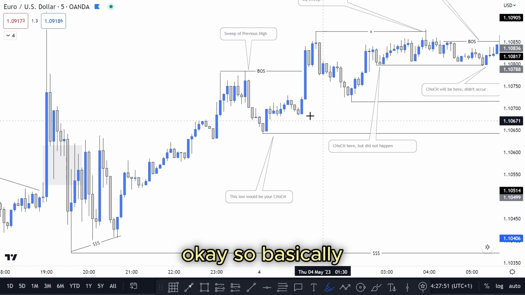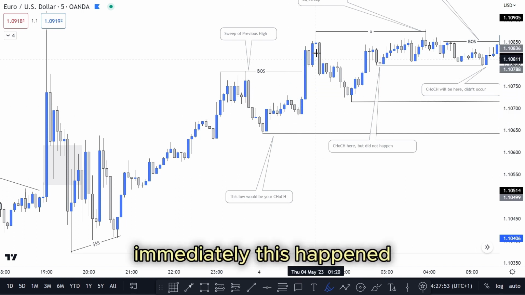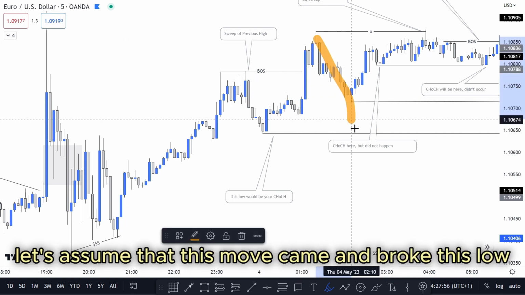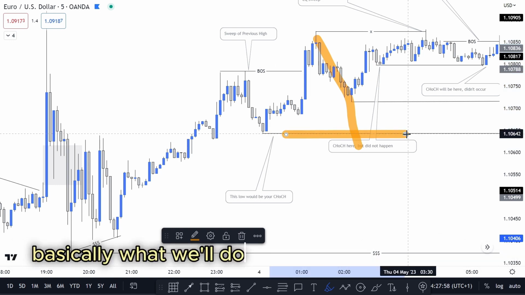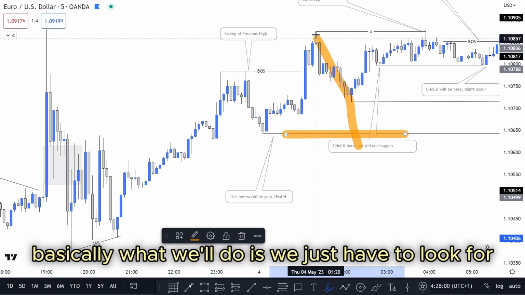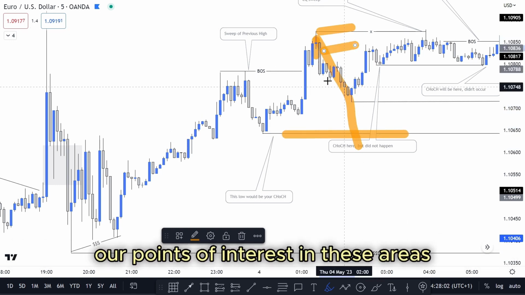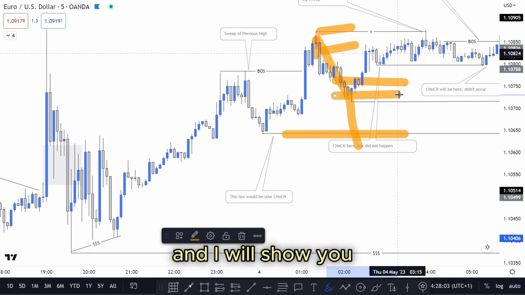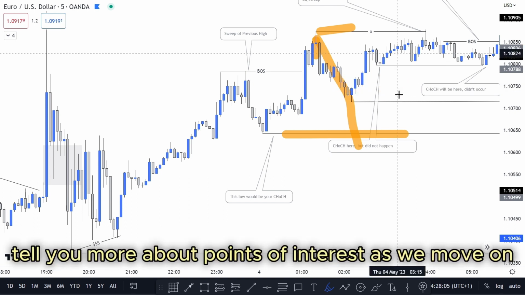Okay, so basically, for instance, immediately this happened, let's assume that this move came and broke this low. Basically what we do is we just have to look for our point of interest in these areas, and I will tell you more about point of interest as we move on.